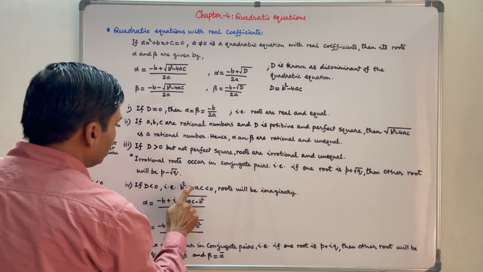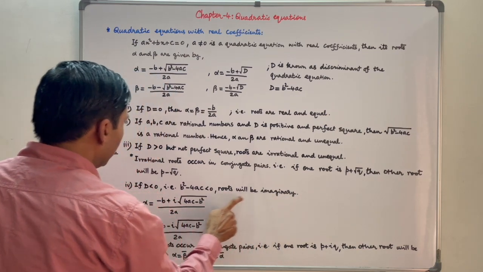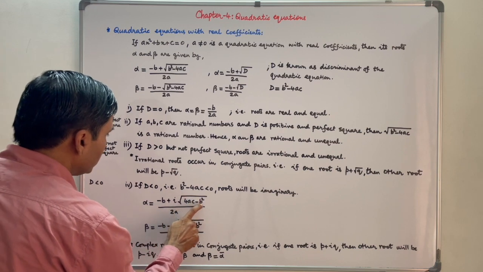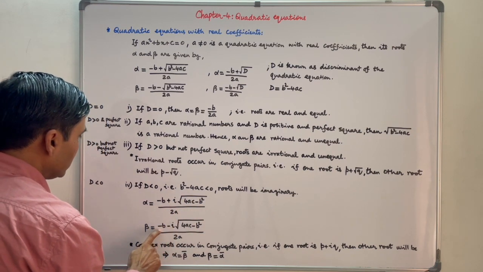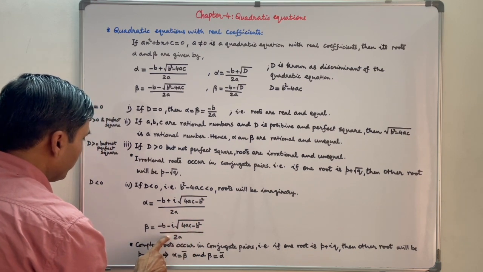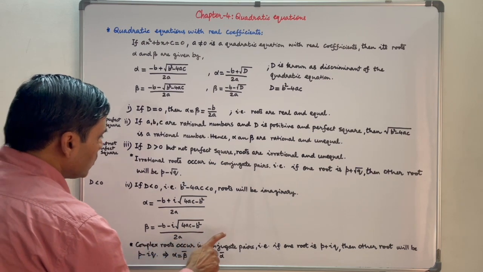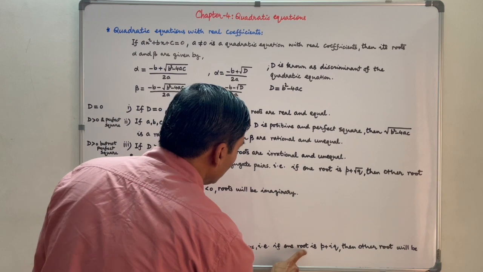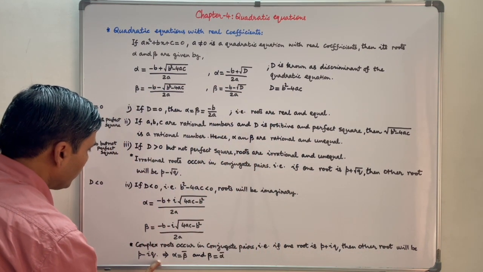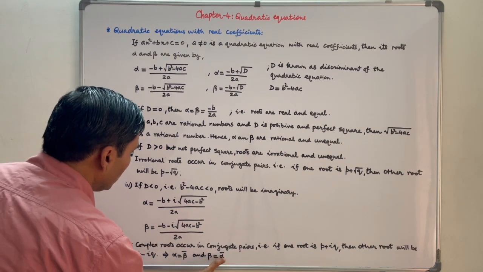Case 4 when D is less than 0. That means b square minus 4ac is less than 0. So both the roots will be imaginary roots and they are given by minus b plus i under root 4ac minus b square upon 2a and minus b minus i under root 4ac minus b square upon 2a. One important point to note here as well is complex roots occur in conjugate pairs. That is, if one root is p plus iq, then other root will be p minus iq. That means alpha is equal to beta bar and beta is equal to alpha bar.